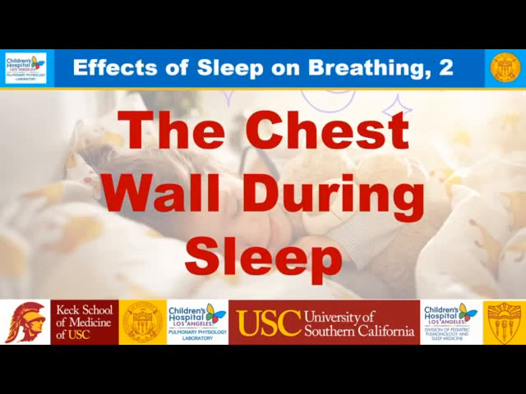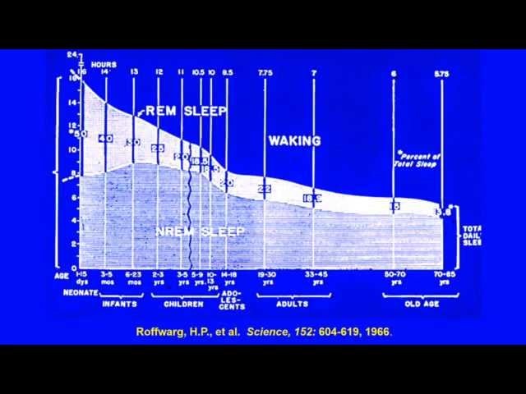All right, let's talk about the chest wall during sleep. So recall that in infants, REM sleep is a significant portion of sleep time. About 18 to 20% of sleep time in adults is in REM. And in childhood, even 2 to 3 years of age, it's about 23% of time. So REM is increased in childhood.